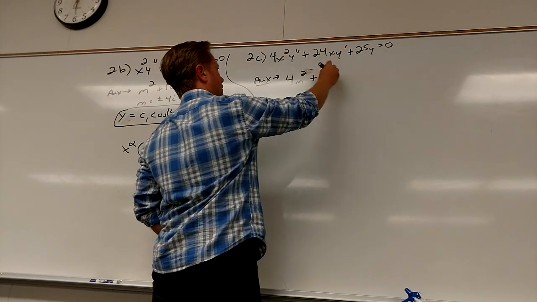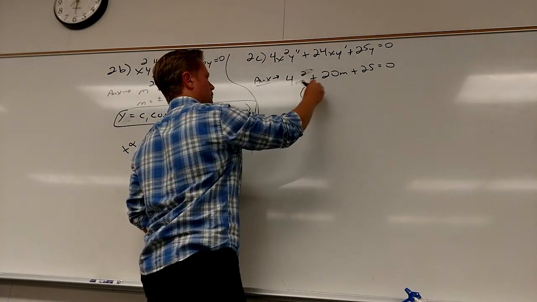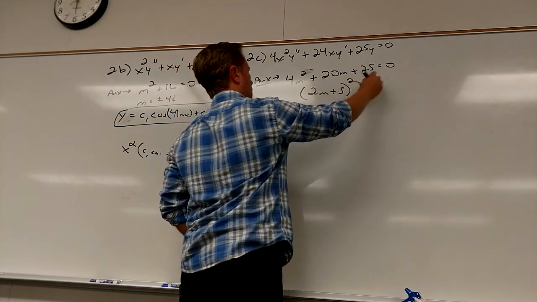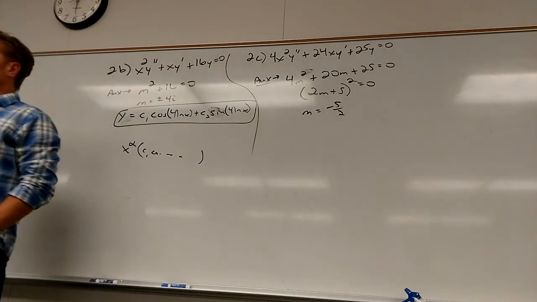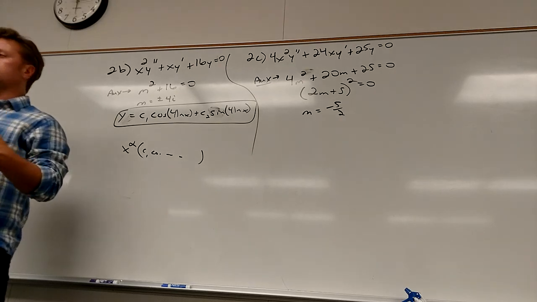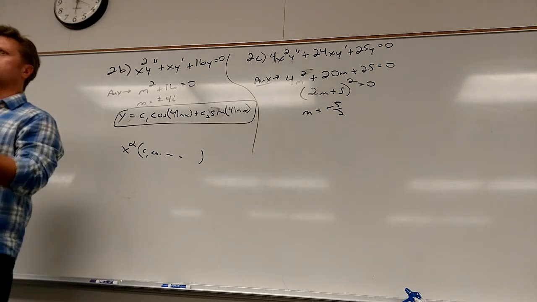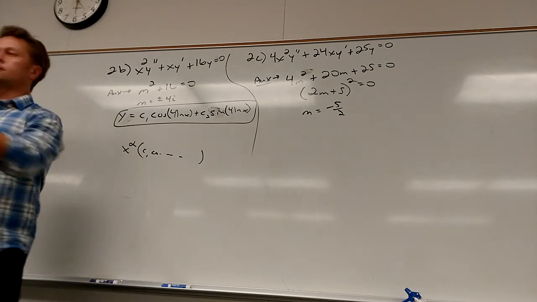Plus 20m. And that's a perfect square now. So you get m equals negative 5 halves, repeated. And so in this case, when you get a repeat, it kind of makes sense that you don't just multiply by x again, because you're going to get a different power of x, which is really the whole idea behind it. So you can't be messing with that.